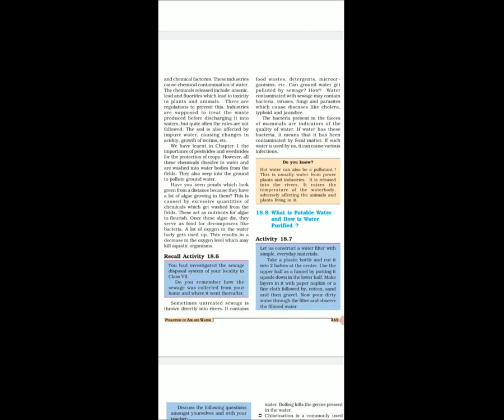We have learned in chapter 1 the importance of fertilisers and pesticides for the production of crops. However, all these chemicals dissolved in water are washed into the water bodies from the field. They also seep into the ground to pollute groundwater. Have you seen ponds which look green from a distance because they have a lot of algae growing in them? This is caused by large quantities of chemicals which get washed from the fields.